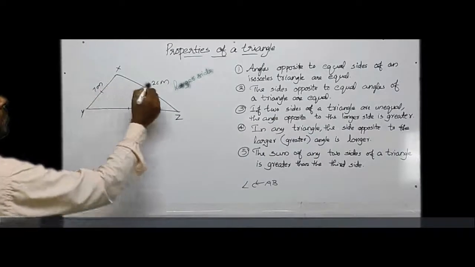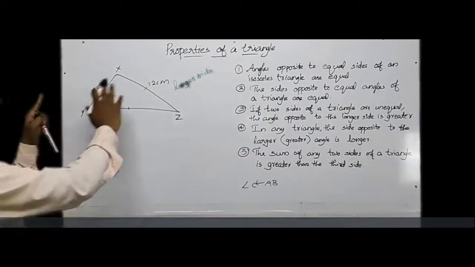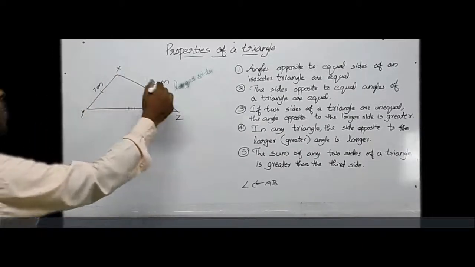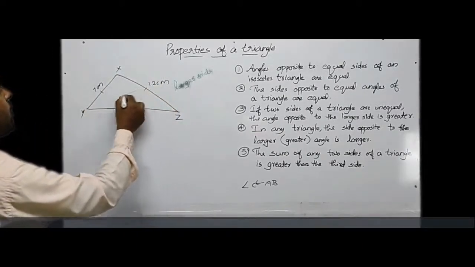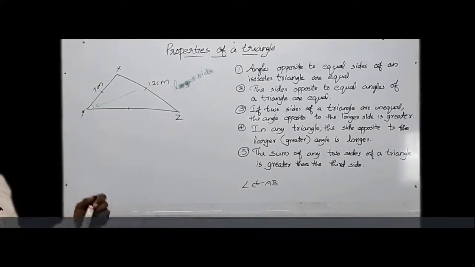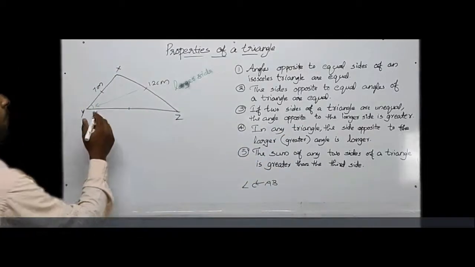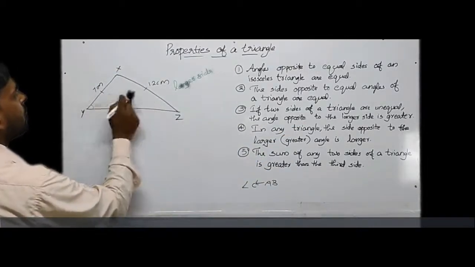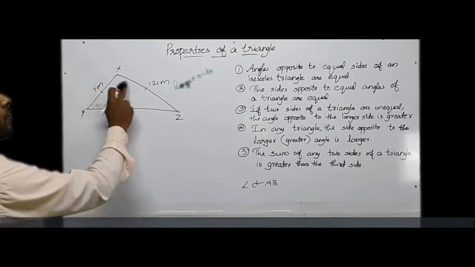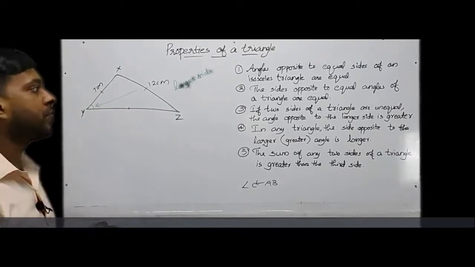So if two sides of a triangle are not equal to one another, or having different measures, the angle opposite to the longer side, its opposite angle is this one. So the angle opposite to the longer side will be greater. So we understand, among these two angles, this will be greater. Why? Because this is the longer side. So hope it is clear.